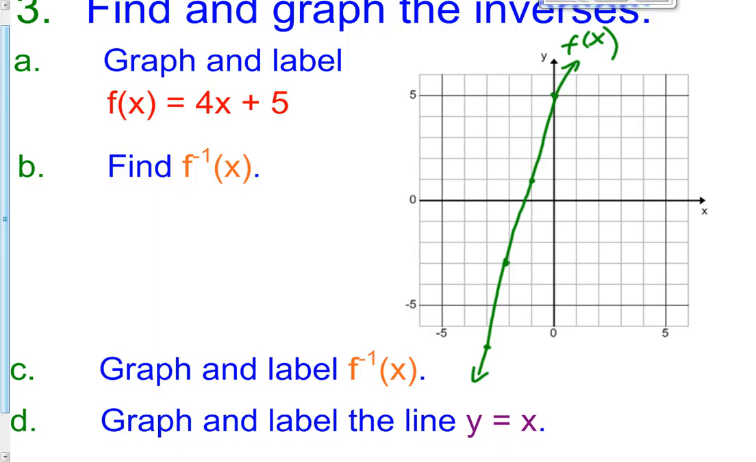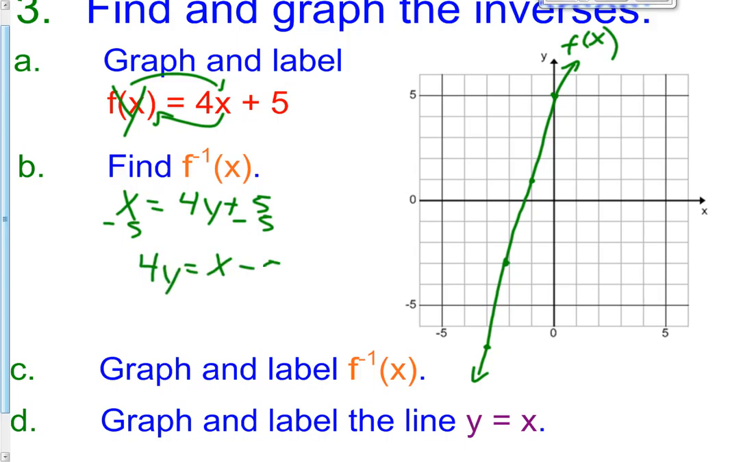That's what you should get for letter A. Now it says find the inverse function of x. So if this is y, we're now going to switch around x and y. So it's going to be x equals 4y plus 5. Let's now solve for y. Subtract 5 from both sides. I get 4y equals x minus 5. Divide both sides by 4. Y equals 1/4 x minus 5/4. And that's your inverse function of x. So instead of calling it y, we should label it accordingly as the inverse function of x.